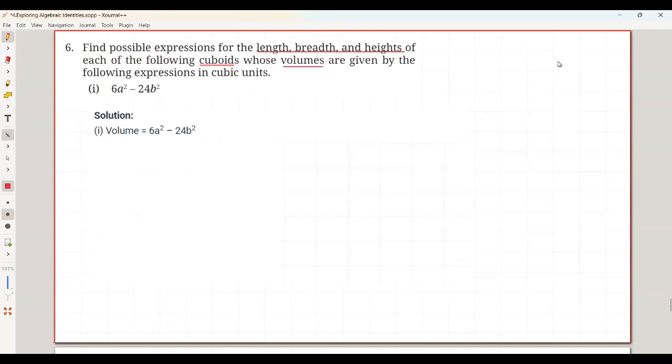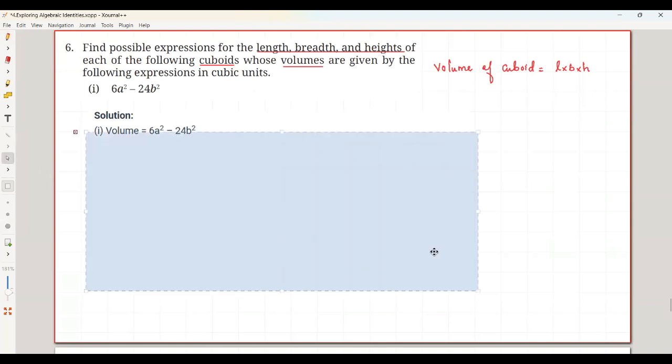So, the volume of a cuboid formula: the volume of a cuboid is LBH, length into breadth into height. So you have to find the factors of this, and you will get three factors: length, breadth and height. As given, the volume is 6a square minus 24b square. These are not perfect squares actually. First you can take the common number outside. Take 6 common out. First of all, take 6 as a common number outside, then we can apply the formula.